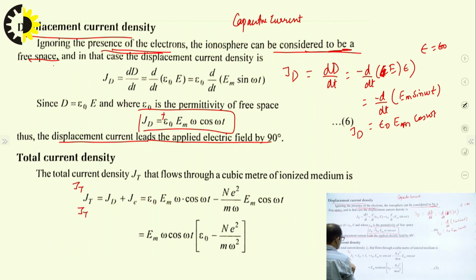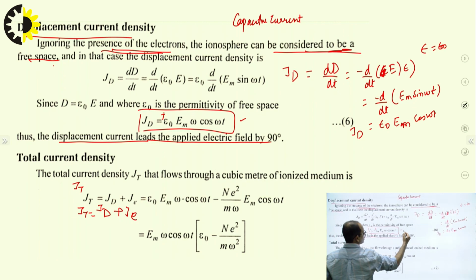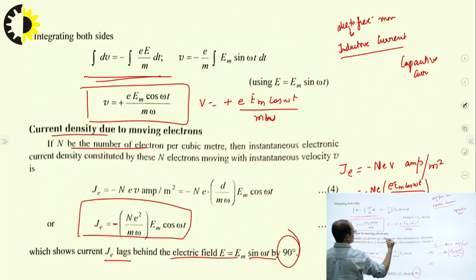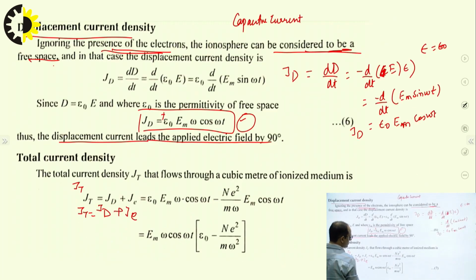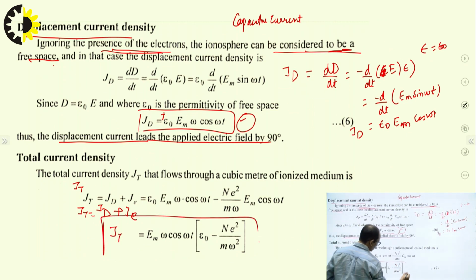Now the total current produced due to the free electrons, that is the total current density Jt, is equal to the current due to the inductive current and the capacitive current, that is Jd plus Je, the sum of these two, meaning addition of this equation and this equation, you will get Jt is equal to this one.